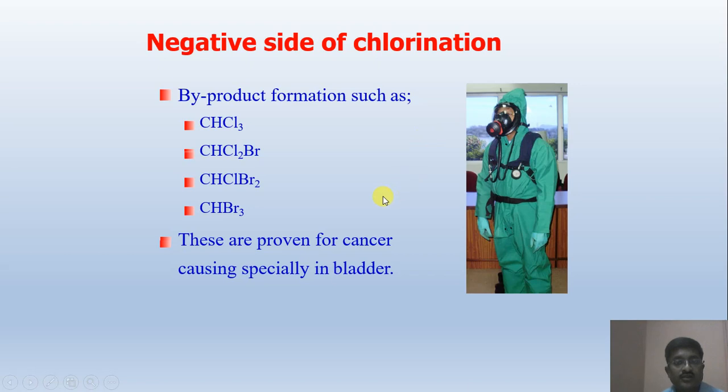Now, if you are using chlorination for disinfection, there are also byproduct formation and ill effects. For example, CHCl3, then CHCl2Br, CHClBr2, CHBr3. All these byproducts are very harmful, and they are prone to cause cancer, especially in the bladder.